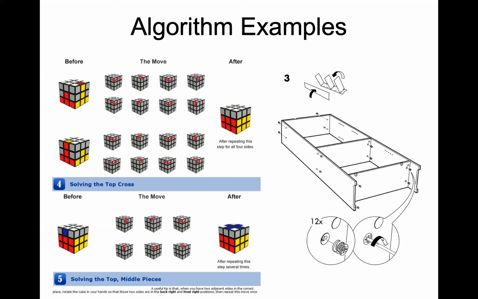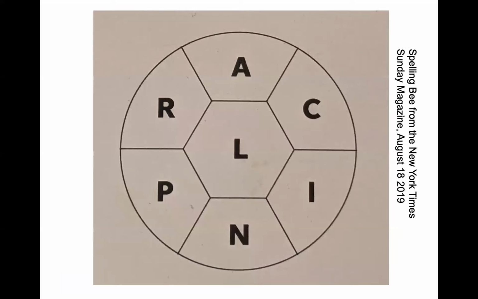So here I'll give one more example. In the New York Times Magazine every Sunday, this thing called a spelling bee comes out, and it's a collection of letters. What you need to do with these letters is find the most English language words that you can, each containing 5 or more letters, and all of which contain the letter in the center. So it has to contain L here.